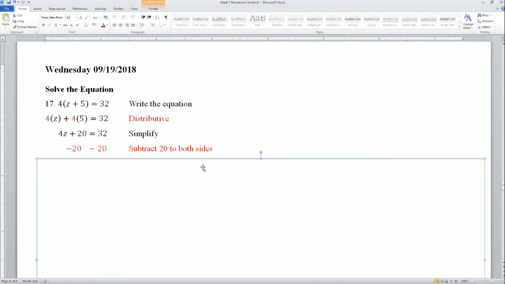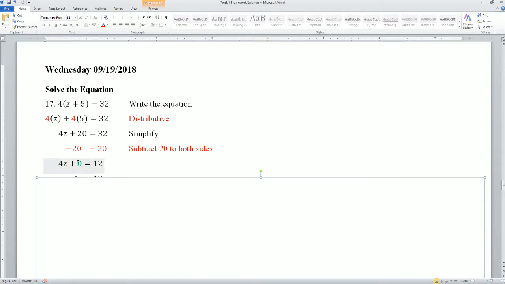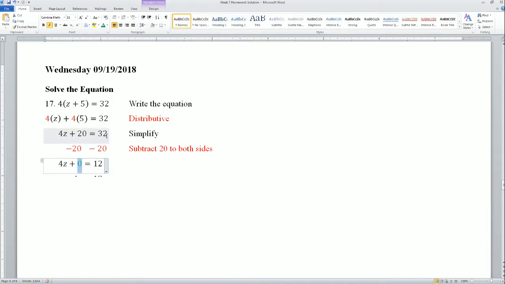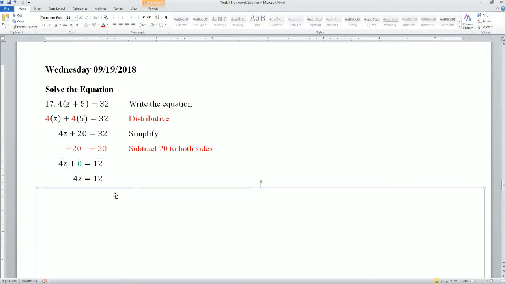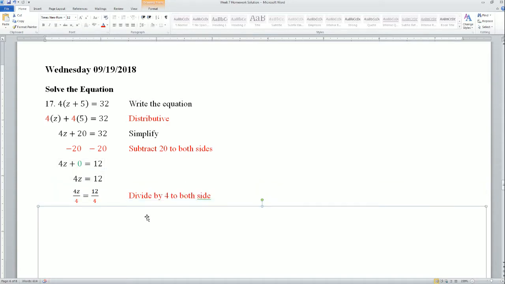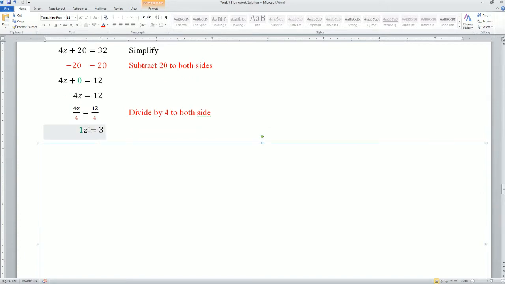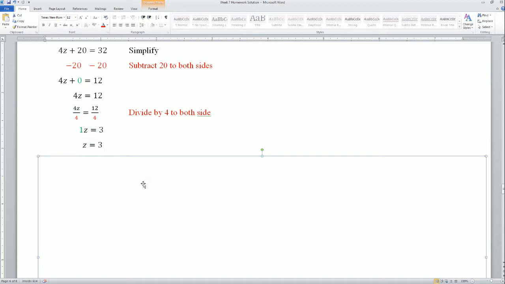In that process of subtracting 20 from both sides, you get that identity element of 0. 20 minus 20 is 0. Right hand side, 32 minus 20 is 12. Now you just get 4z equals 12. How do you get rid of the 4 times z? You divide by 4 on both sides. In that process, you get a 1z because 4 over 4 is 1. On my right hand side, 12 over 4 is 3. So what am I equal to? z equals 3.